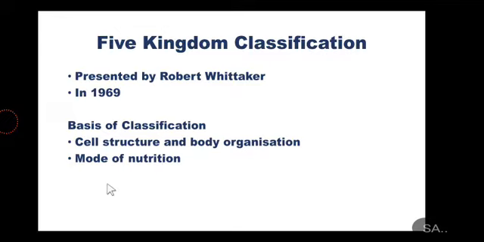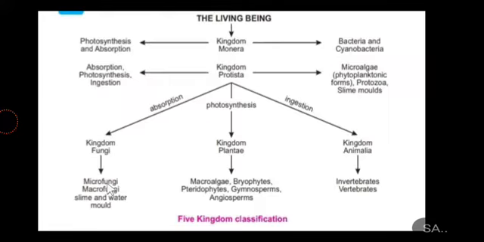So let's see what is that 5 kingdom classification. When you're looking at your screen, you must be recalling that you have learned 4 kingdoms. These are Kingdom Monera, Kingdom Protista, Plantae and Animalia. You're right. Actually, Whittaker gave the idea of the other kingdom, that is Kingdom Fungi. So we'll see which type of organisms he put in that kingdom.